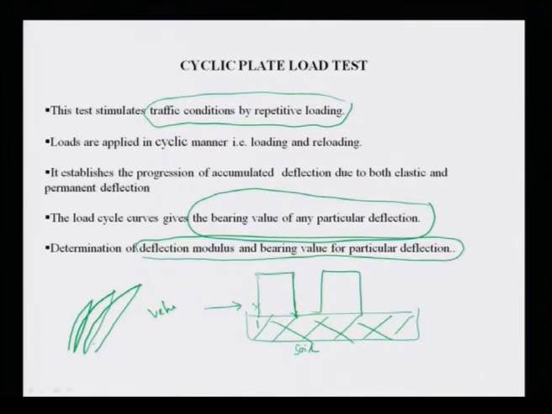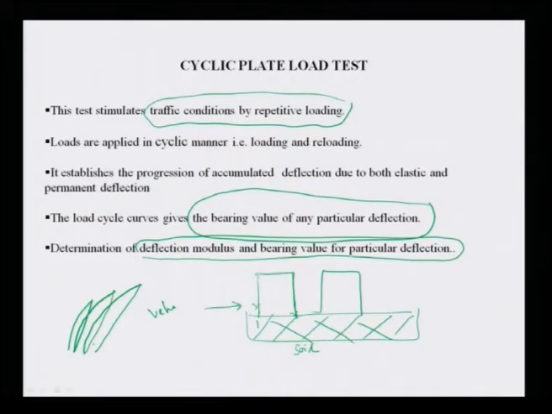With this kind of loading and unloading, you can find out how much deflection accumulates, both elastic as well as permanent deflection. It is meaningful: in the road base, if there is repeated loading by vehicles, what elastic deformation occurs, and after this elastic deflection, what permanent deflection occurs. This permanent deflection is required for the design of the road pavement.